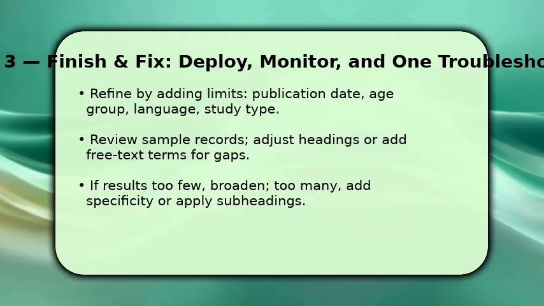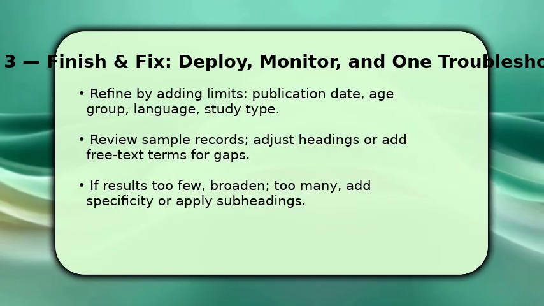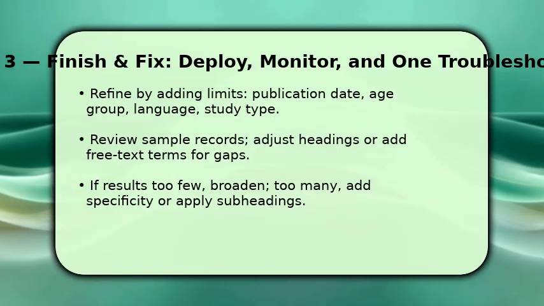One tip: if records are irrelevant, recheck scope notes. Often a closely named heading means something slightly different.